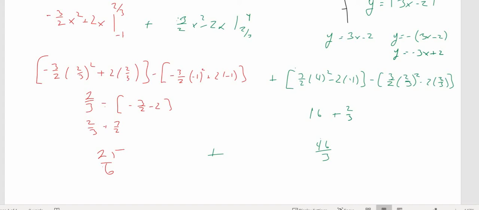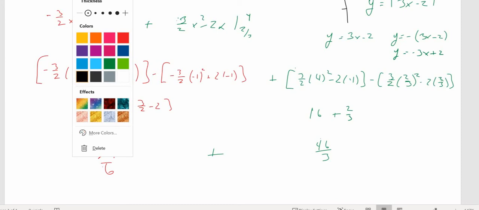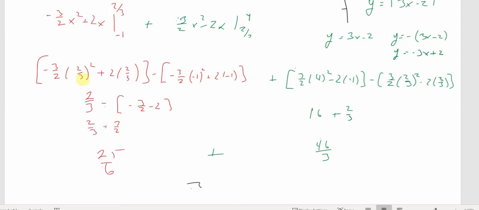And when I add those two things together, then I'm going to have the area that's all under that curve there. So that's 39/2. And that would be my area. So hopefully this will help.